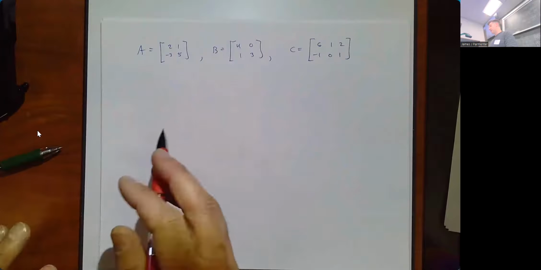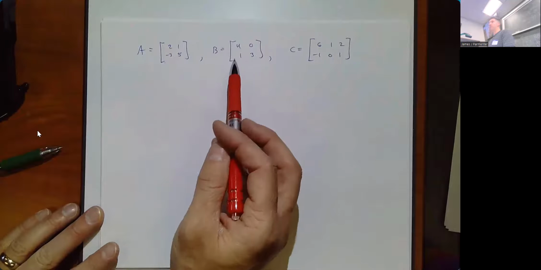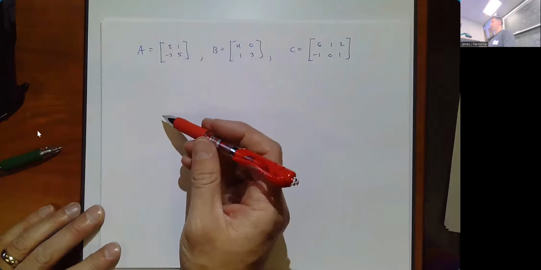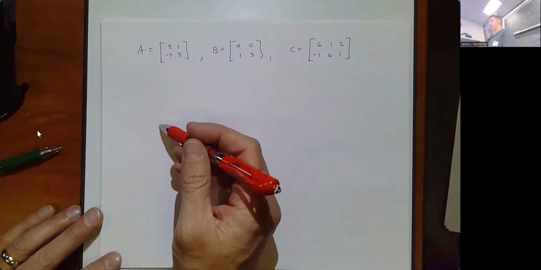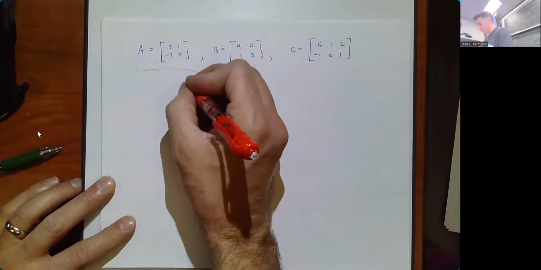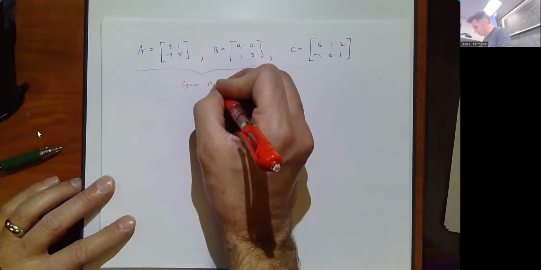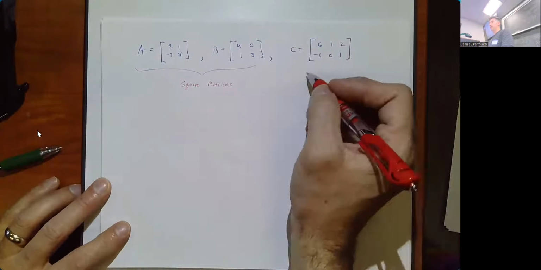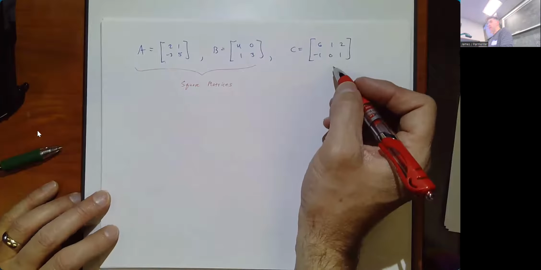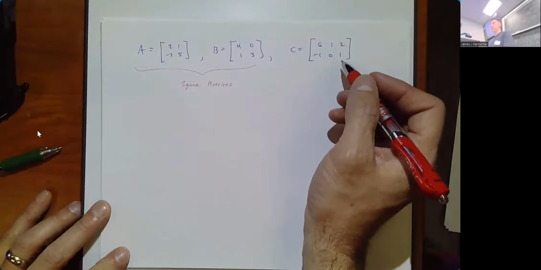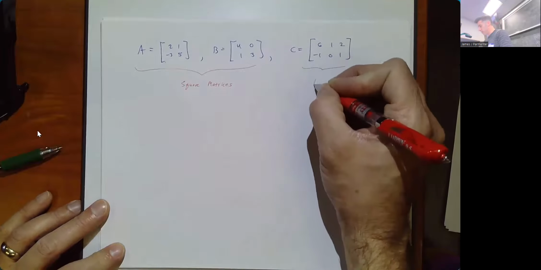Okay, so a couple of things here. These two matrices, we call these square matrices because the number of rows and the number of columns are the same. So these are square matrices. This is not a square matrix, right? The number of rows and number of columns are not the same. So this is not square.